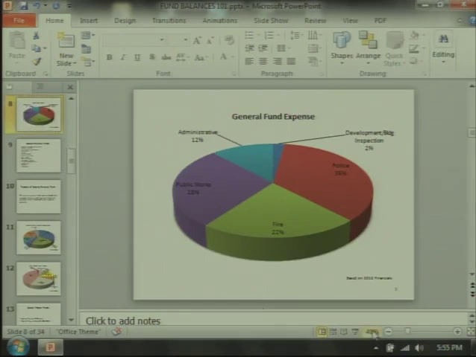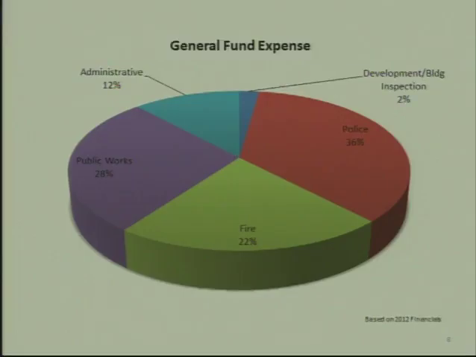General fund expenses. Again, we've gone through all of these through the budget process. All of you are on committees and sat through these individually. Fire is 22%. Public Works is 28% of our budget. Police is 36%. Admin is 12%. And development and building inspection is 2%.